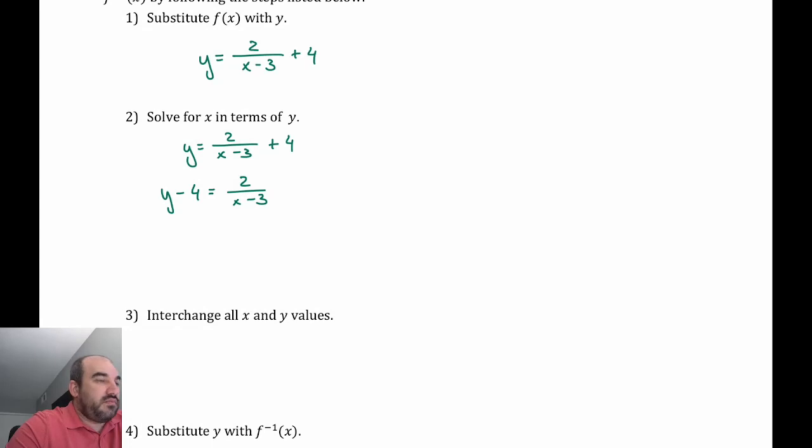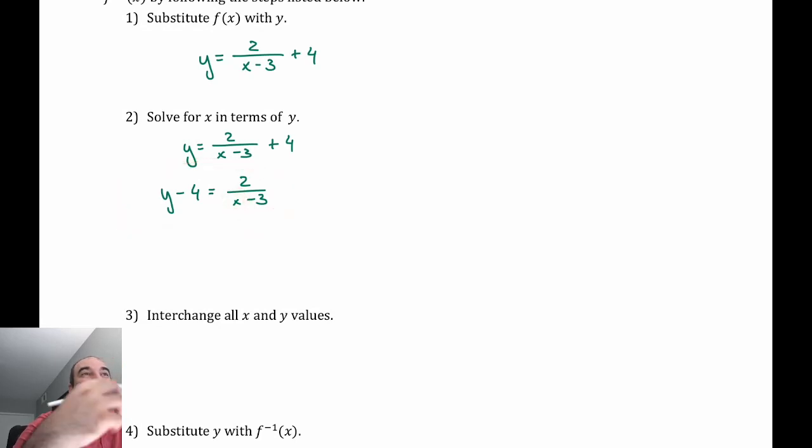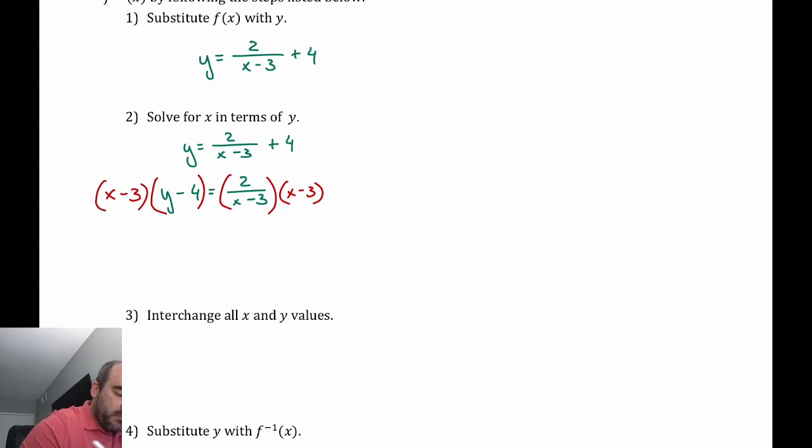Multiply each side by x minus 3. Yeah, that's not a bad idea. So let's do that. The issue with this is that we're trying to get x by itself, but x is stuck in a denominator, right? So we really don't want it to be in a denominator. So good job, Brian. The best way to get rid of that is to just multiply both sides by x minus 3 in order to kind of lift that x expression out of the denominator.